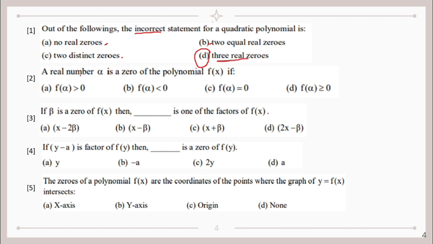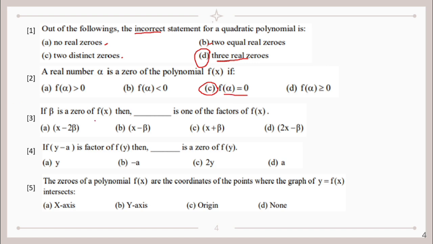Now second question. A real number alpha is a zero of the polynomial f of x if f of x is dash. When does alpha become a zero? When alpha is applied on the polynomial and equated to 0. We saw in the first slide, no? When I apply minus 2, the equation becomes 0. So C is the option, f of alpha equal to 0.